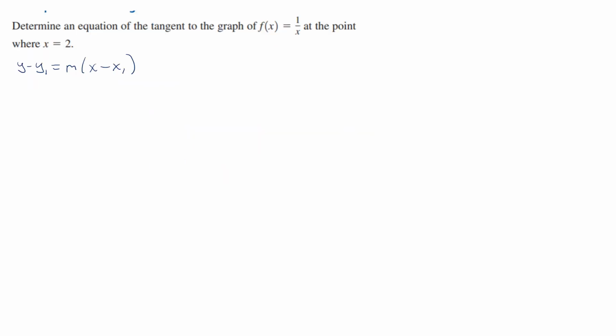You guys are going to encounter this problem a lot. It's going to ask you to determine an equation of the tangent to the graph of f(x) equals 1 over x at the point where x equals 2. The key thing here is the equation of the tangent. That's what we're trying to find. And for that, we're going to use this formula, which is y minus y1, where the point x1 is already given for us, so x equals 2. And I know I can find the slope m by finding the derivative of the function given.